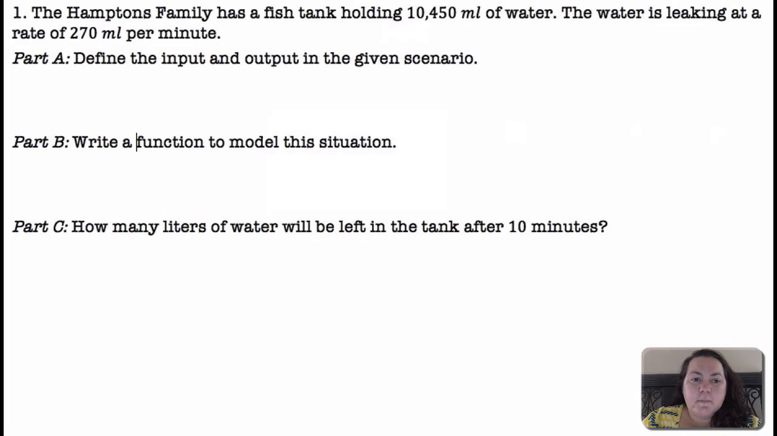All right, our first example. The Hamptons family had a fish tank holding 10,450 milliliters of water. The water is leaking at a rate of 270 milliliters per minute. Part A, define the input and output in the given scenario. Part B, write a function to model the situation. And Part C, how many liters of water will be left in the tank after 10 minutes?